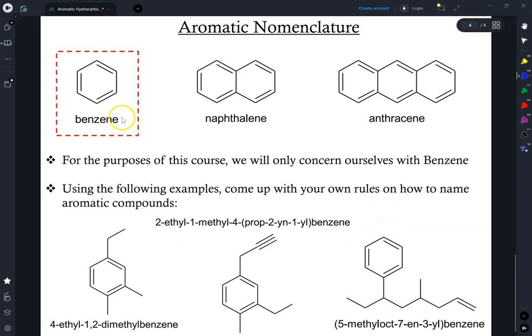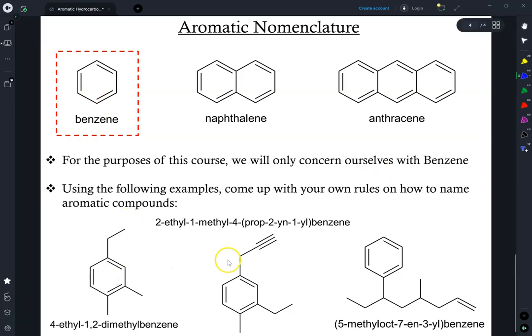Anyway, combining three benzene rings together, you get anthracene, which is often used in dyes, plastics, pesticides, wood preservatives, so many applications. As a matter of fact, benzene is a very important starting point for many organic chemical reactions that produce materials that we use on an everyday basis. That being said, for the purposes of this course, we will only concern ourselves with a single benzene ring.